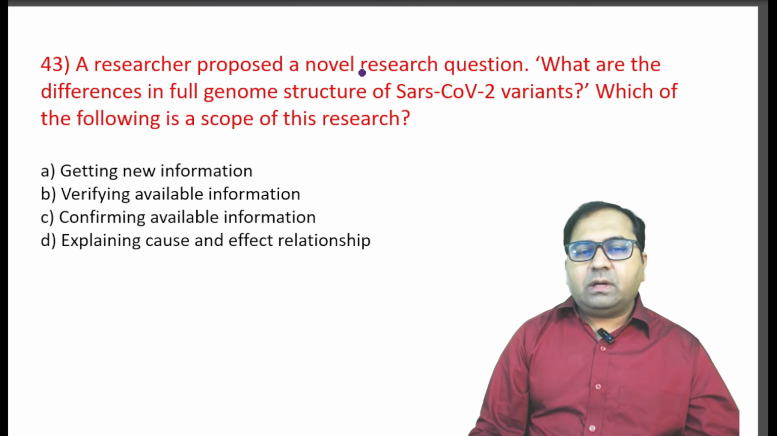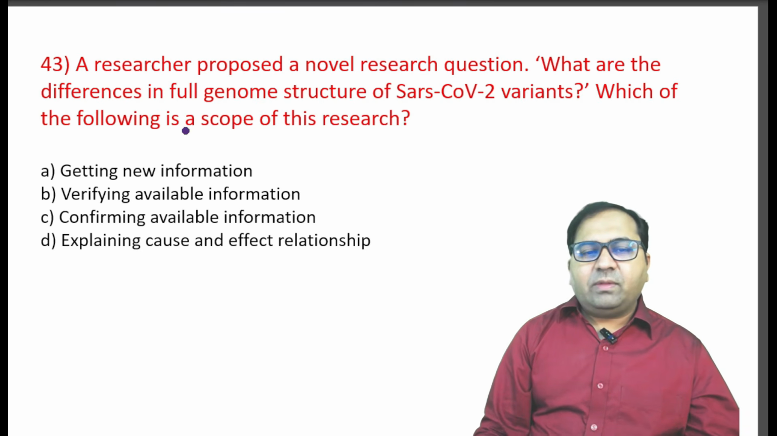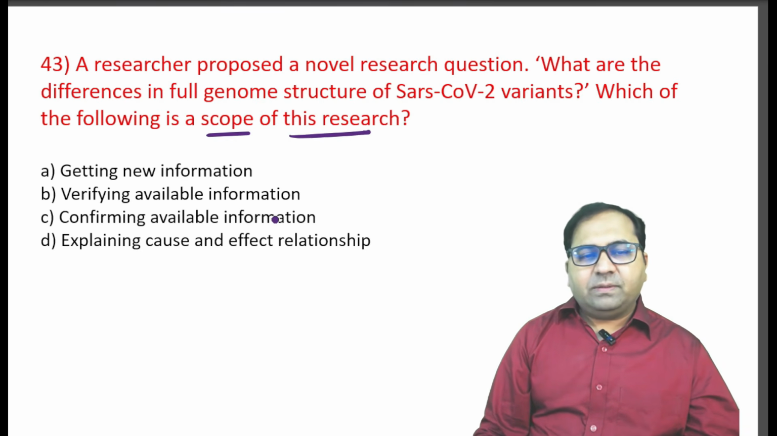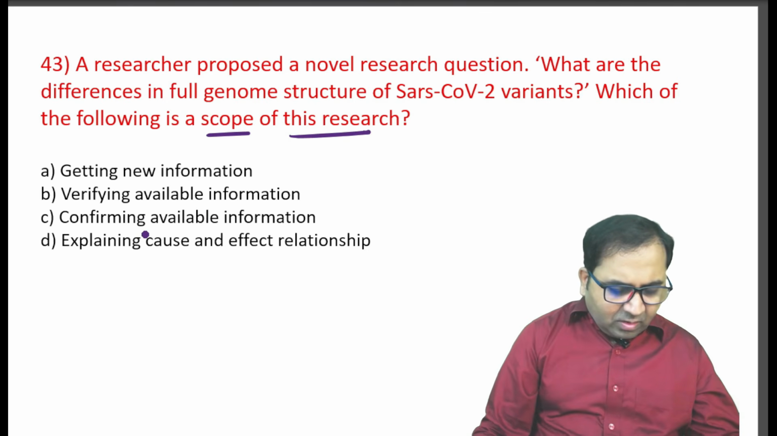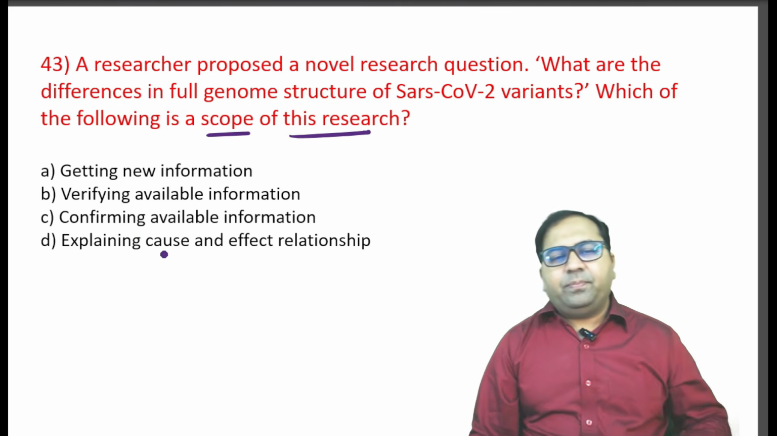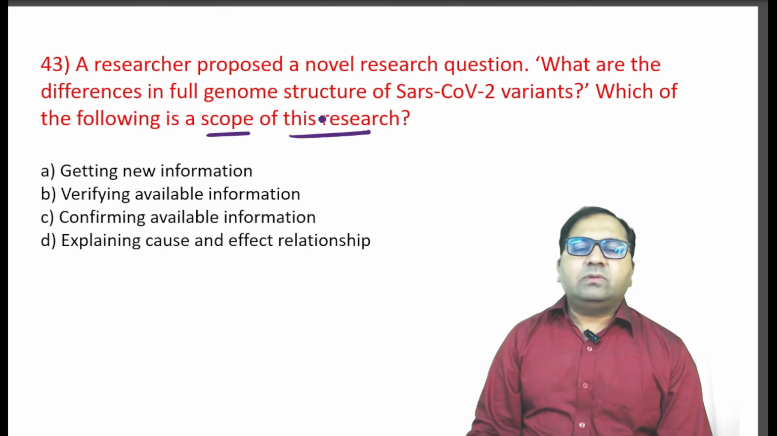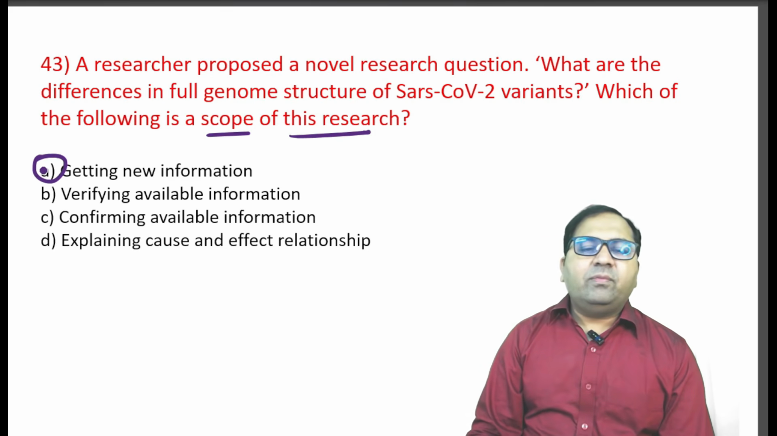A researcher proposed a novel research question. The question is, what are the differences in the full genome structure of SARS-CoV-2 variant? So which of the following is the scope of this type of research? The options are A, getting new information; B, verifying the available information; C is confirming the available information; or D, explaining the cause and effect relationship. So which of the following is the scope of this research? Getting new information in this regard is the scope of this research.